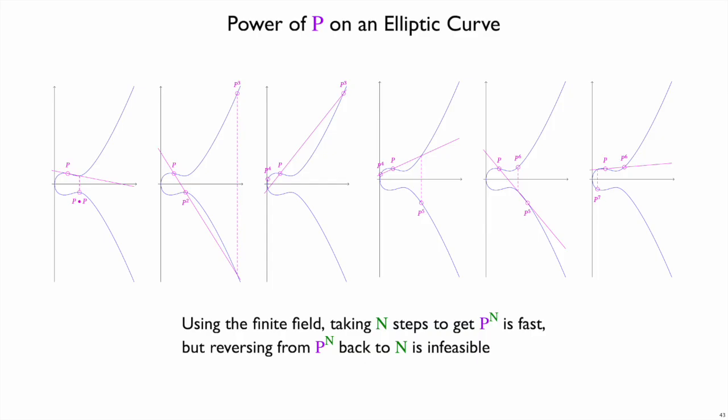A further advantage of the finite field, though, is that it turns out you can take n steps to get to P to the nth power, that is P dotted with itself n times. You can do that very quickly, it turns out. But here's the kind of property we want. If you just start with P^n, even if you know the starting point P, figuring out what the n was that got you to that point P^n isn't feasible.